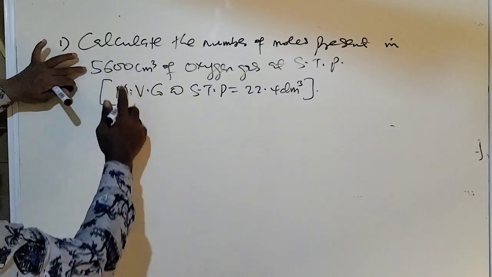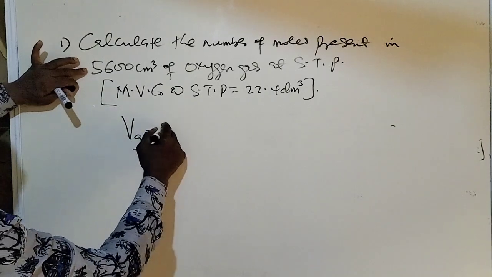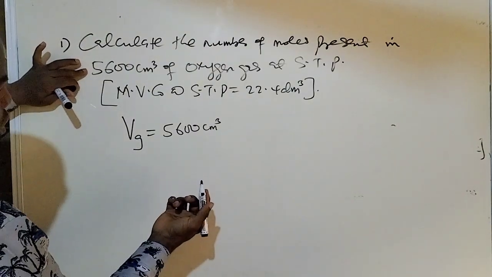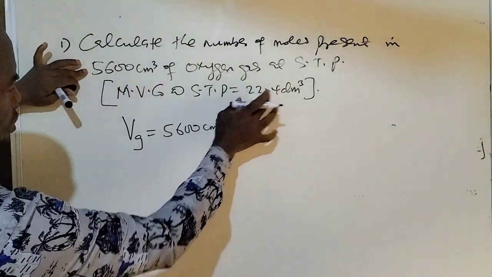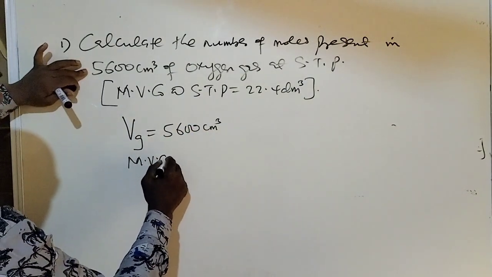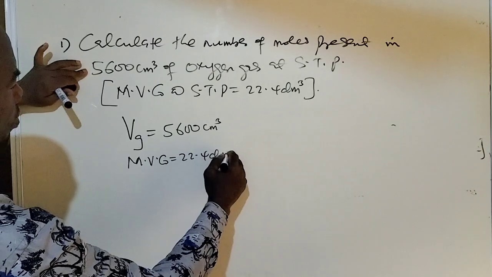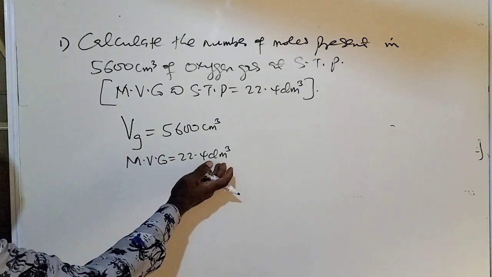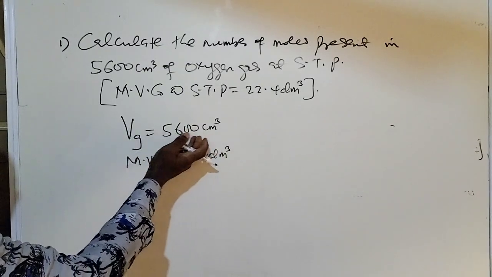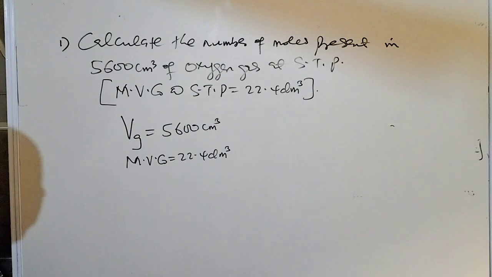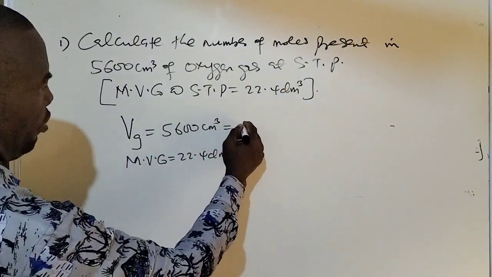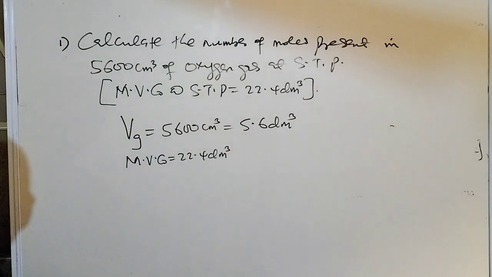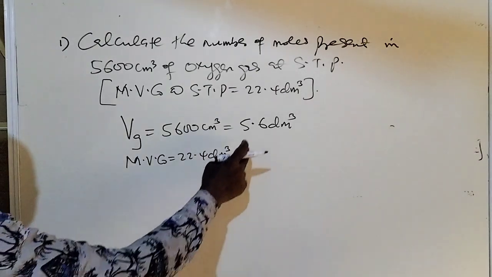Look at this problem. You are given the volume of the gas at STP, Vg, which is 5600 cm³, which we want to convert to dm³. What we have here is the molar volume of gas at STP, which is 22.4 dm³. You see that these units are not uniform. So either you convert this one to cm³ or you convert this one to dm³. Either way will work out. In dm³, divide by 1000, that gives you 5.6 dm³. In cm³, multiply by 1000, that gives you 22400. So make the units uniform.